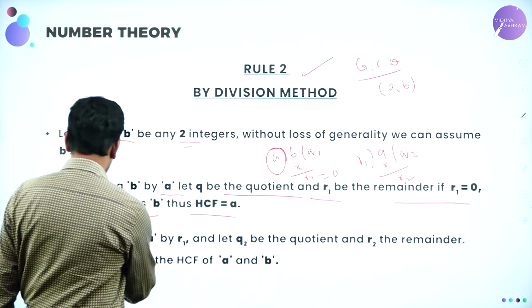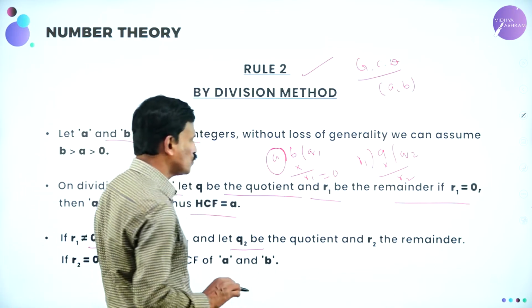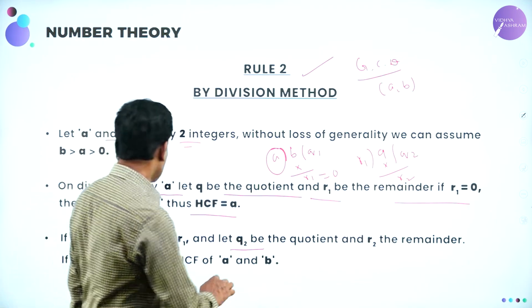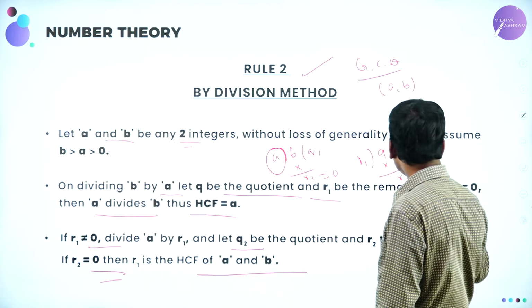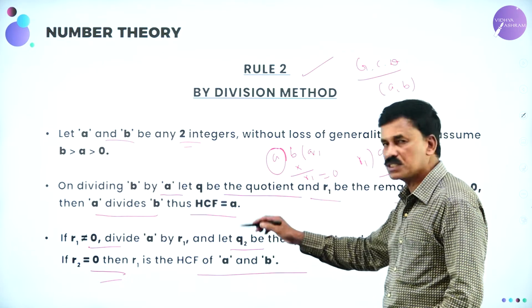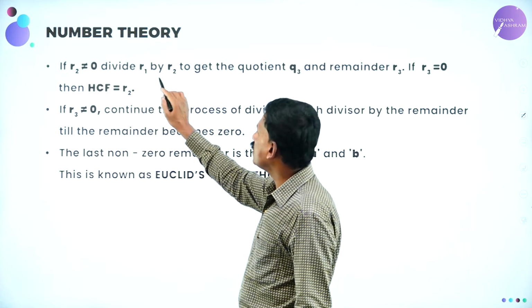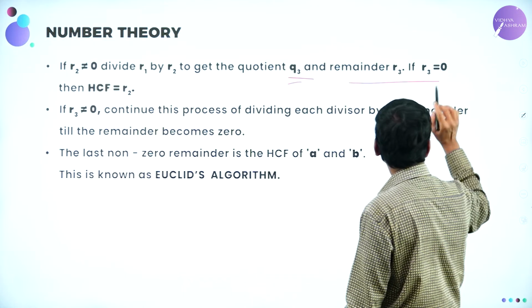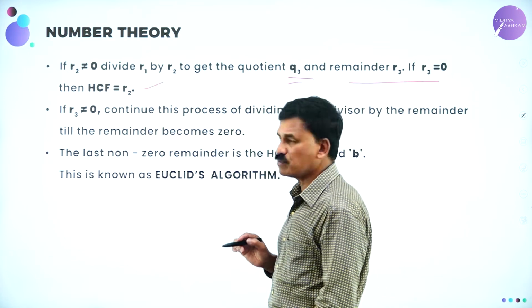Now if R1 is not equal to 0, divide A by R1 and let Q2 be the quotient and R2 the remainder. If R2 is equal to 0, then R1 is the HCF of A and B. If R2 is not equal to 0, then divide R1 by R2 and the process is repeated. Get the quotient Q3 and the remainder R3. If R3 is equal to 0, then R2 is the highest common factor.